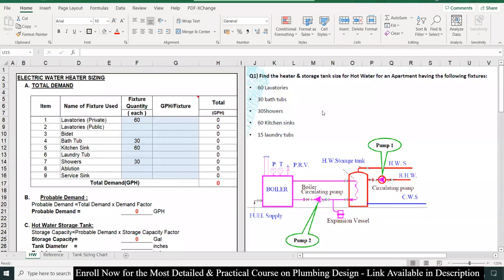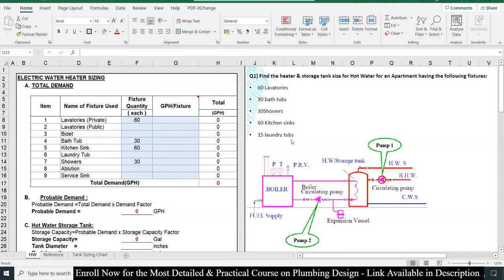With the help of an example, we'll understand the designing of hot water systems. The question is, find the heater and storage tank size for hot water for an apartment which is having the following fixtures. The apartment has 60 lavatories, 30 bathtubs, 30 showers, 60 kitchen sinks and 15 laundry tubs. So these are all the fixtures that we have inside the building.